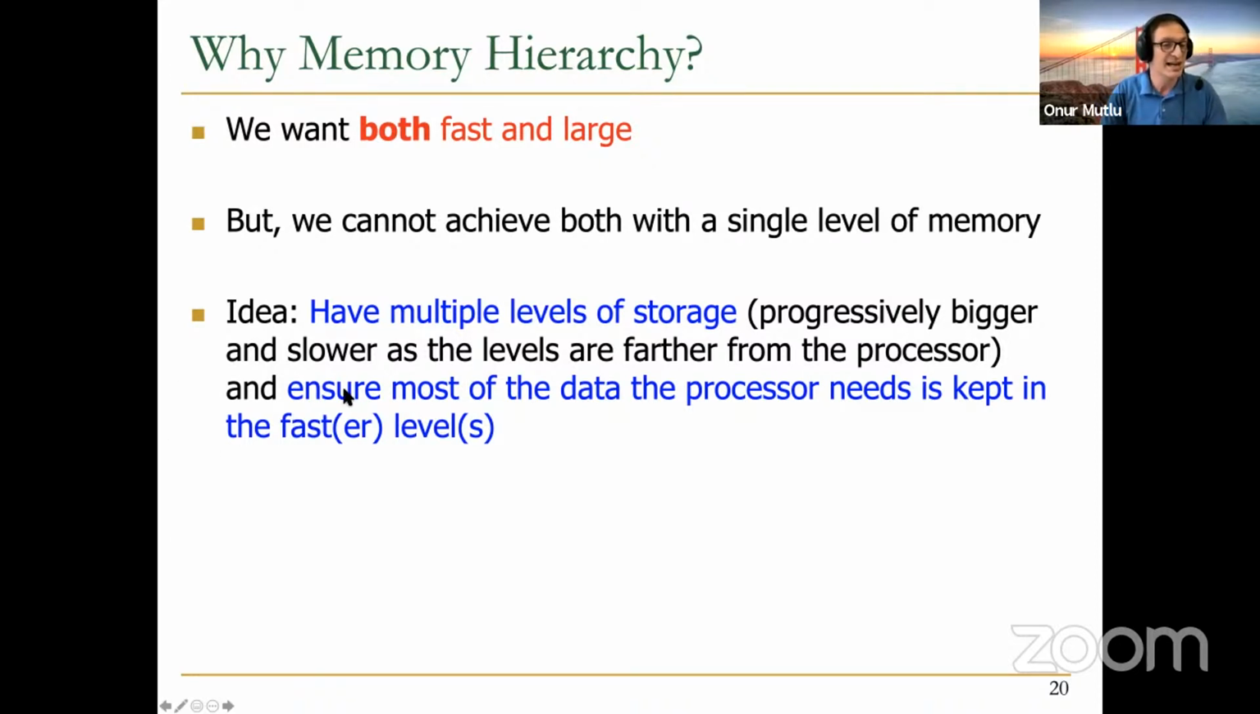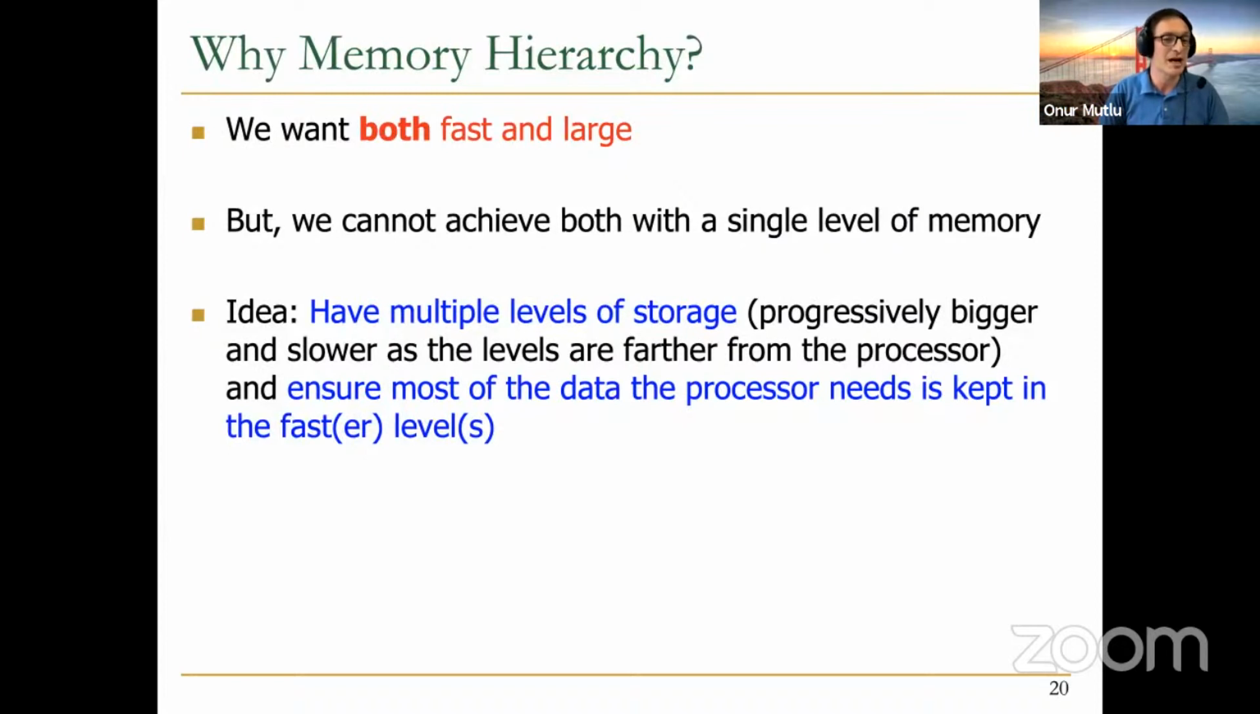And you manage these levels such that you ensure most of the data the processor needs is kept at the faster levels. So whenever the processor needs data, ideally you will get the data from the fast level, and you don't need to access the slow levels. But the slow levels are there so that you can actually have access to large amounts of data. But whenever you're accessing the data, hopefully you get it from the fast levels. That's the idea of a memory hierarchy, basically. You get the best of both worlds, the best of low latency memory as well as very high capacity memory.